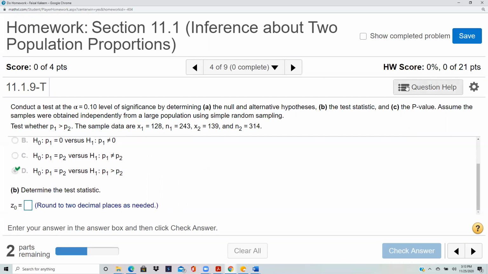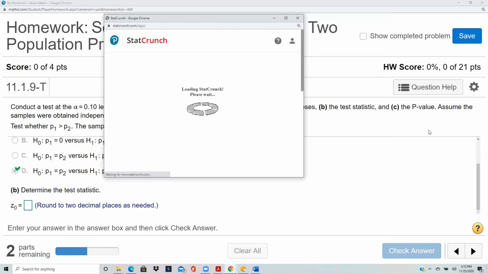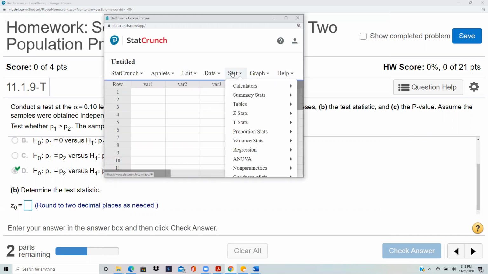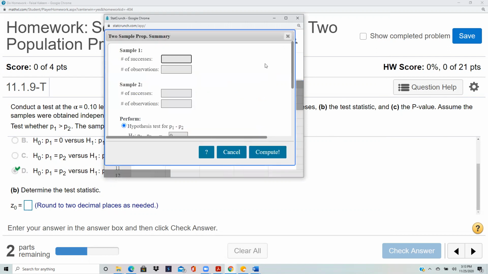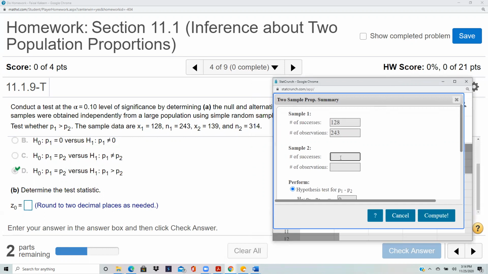So let's see, StatCrunch. You do Stat, Proportion Stats, but now you are doing two samples because you have P1 and P2 running around. So two samples with summary. In the first sample, remember, X is the number of successes and N is the number of observations. In the first sample, it's 128 and 243. And in the second sample, it's 139 and 314.